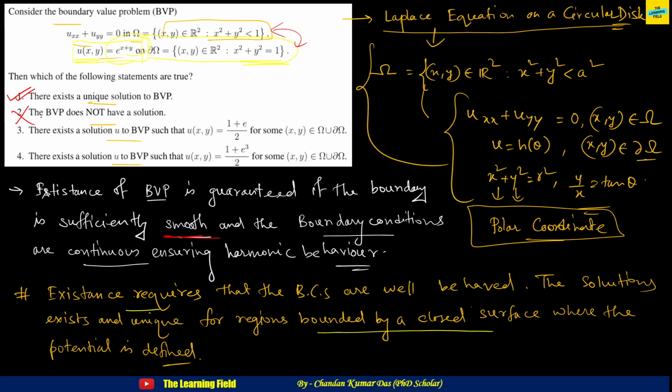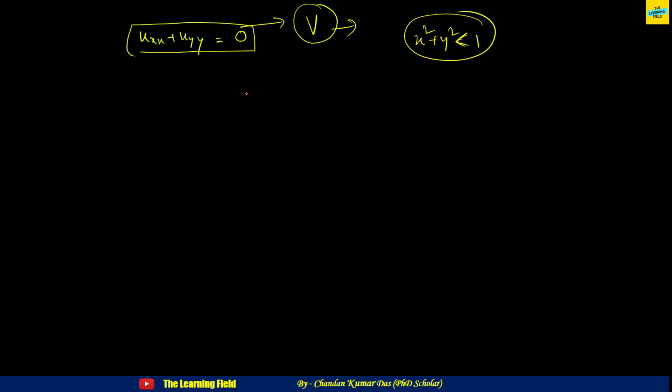So that means this is not true. Now there exists a solution such that u(x,y) equals 1 plus e by 2 and 1 plus e cube by 3 in the total region. That is, in that case, sigma union delta sigma. This is the curve given by x square plus y square less than or equal to 1.